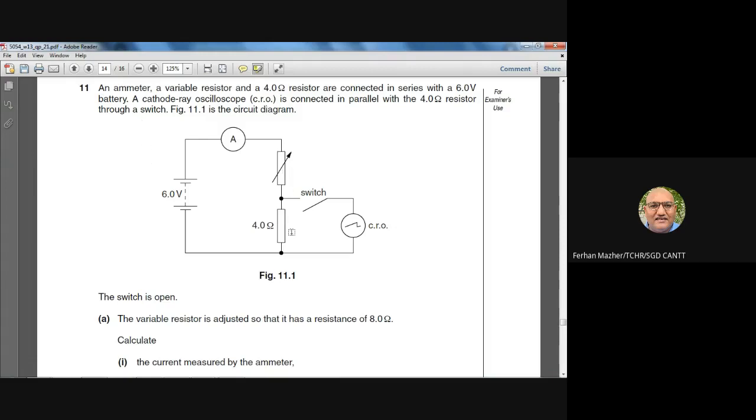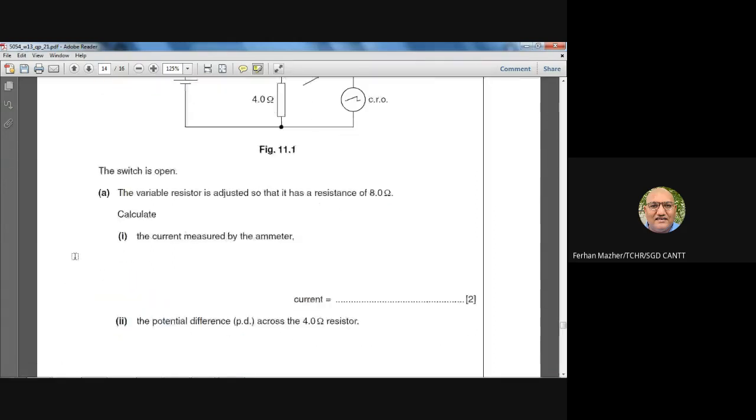Remember, this is something like a potential divider. This is R1, which is a variable resistor. This is a fixed resistor, R2. And from R2, I'm taking the signals to the CRO. So it's kind of like V out. And the voltage of the battery is 6 volts. So the circuit is exactly like a potential divider. The switch is open.